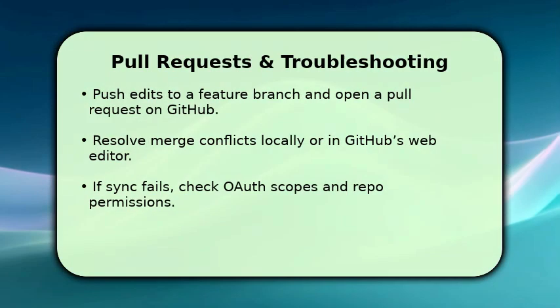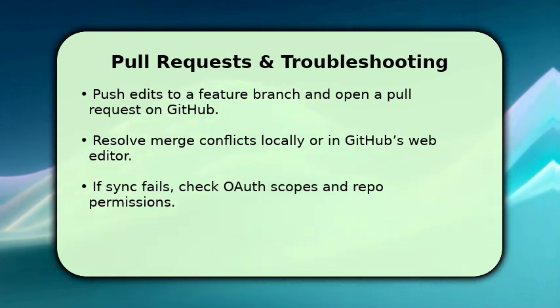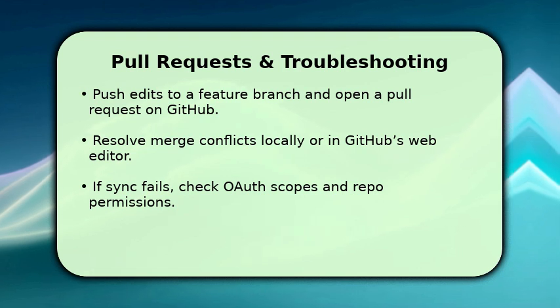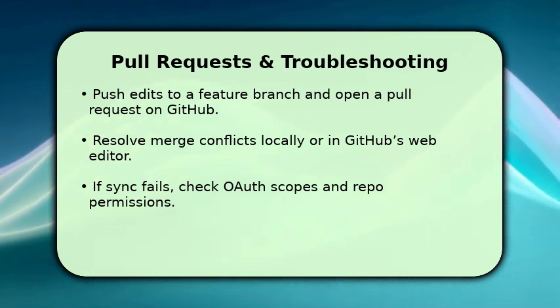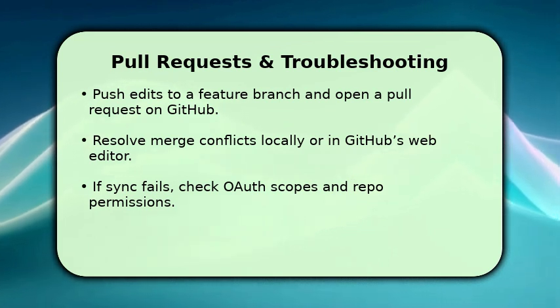You should push edits to a feature branch and then open a pull request on GitHub to review and merge changes. This preserves main branch stability. If merge conflicts appear, resolve them in a local clone or use GitHub's web editor for simple fixes, then sync back to Colab as needed.